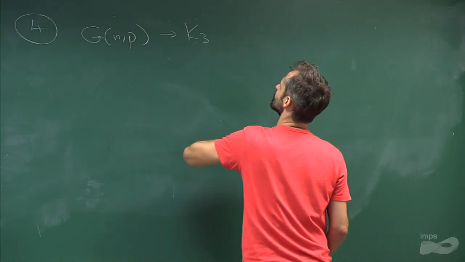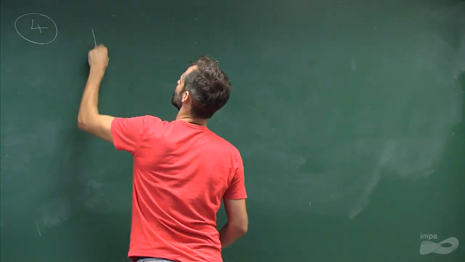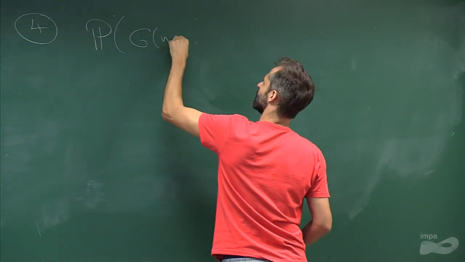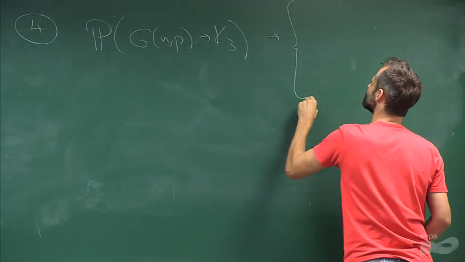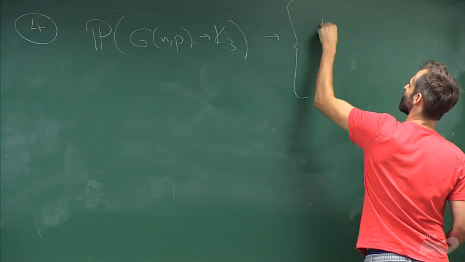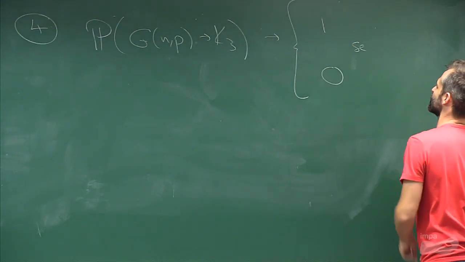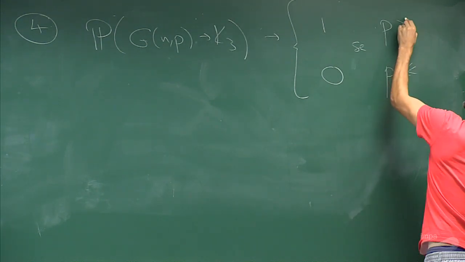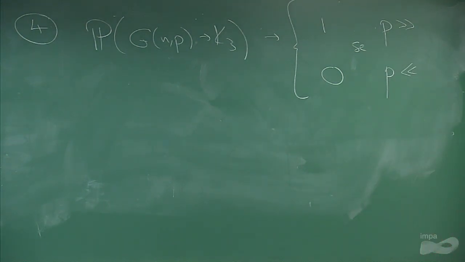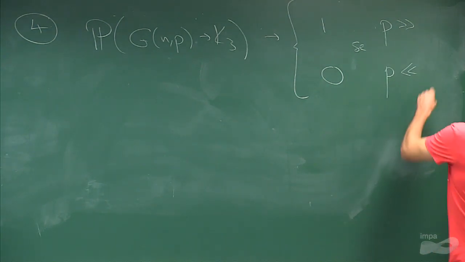So, probability G(n,p) contains K3 tends to 1 or 0 if p is big or small. Right, there's an increasing property in p. The more edges you have, the better chance you have of a triangle. So there should be some threshold. What do you guess the threshold is? 1/√n. The same thing, right?